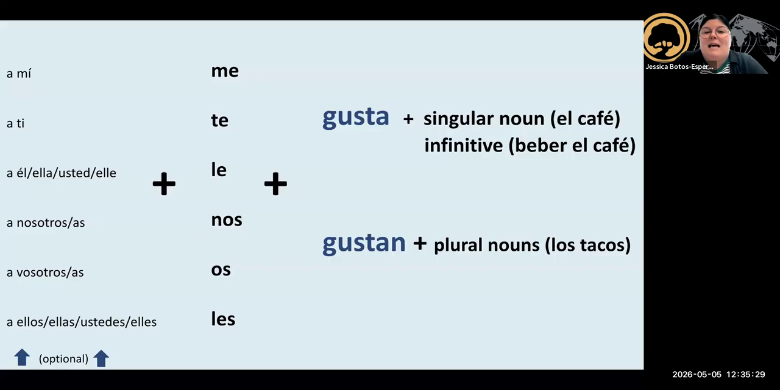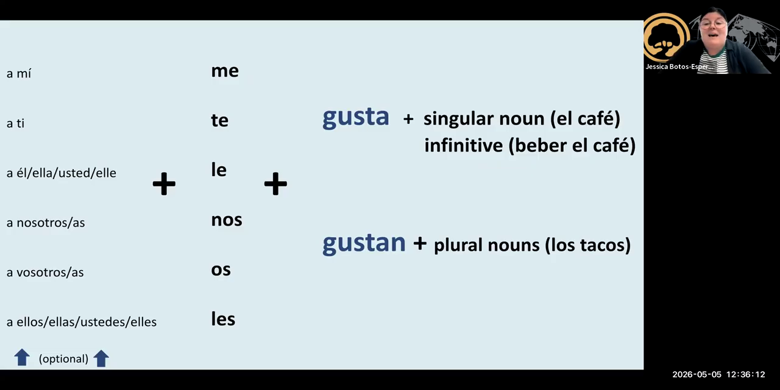So we could say something like me, because we have to take something from the first column, gusta, taking from the second column, el café. Now, el café, coffee, is one thing, singular. So I'm going to choose gusta instead of gustan. But let's say I like more than one thing. How about tacos? I could say, me gustan los tacos. Tacos is plural, so we're going to choose gustan. So the key idea here is that the verb gustar agrees with the thing being liked and not the person.